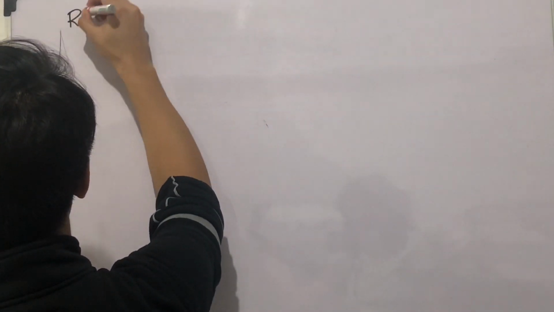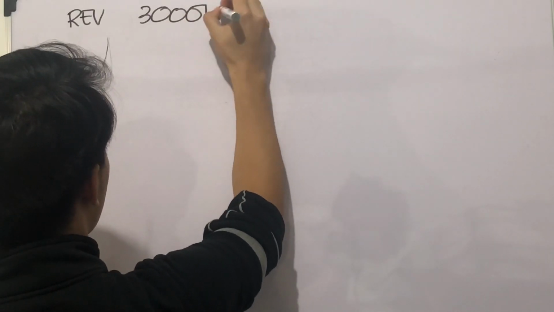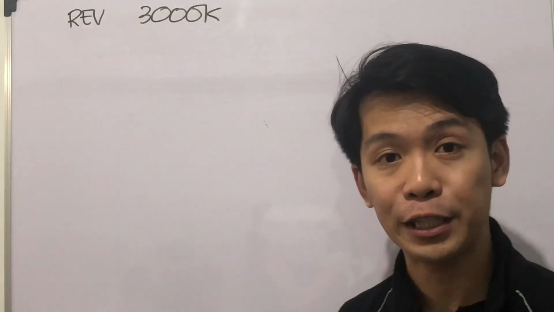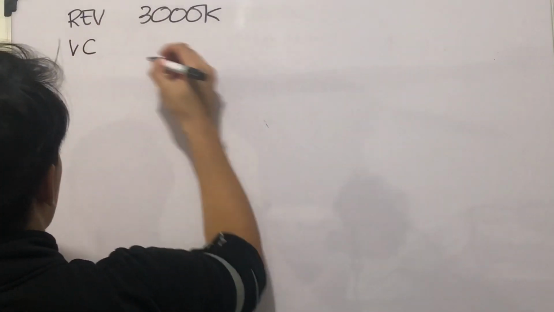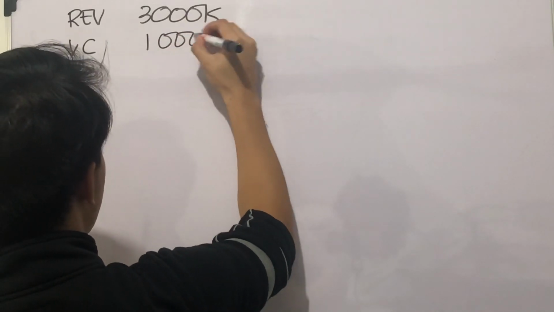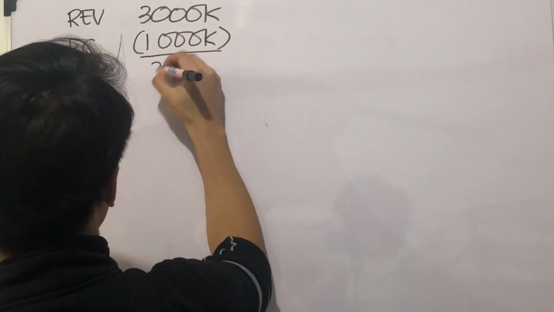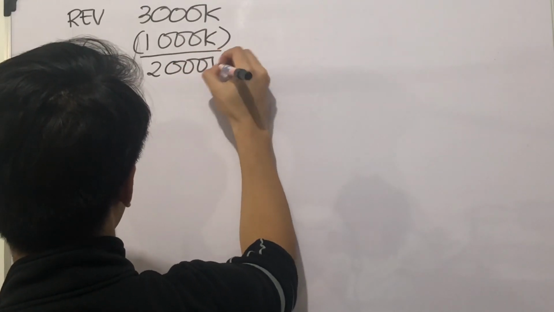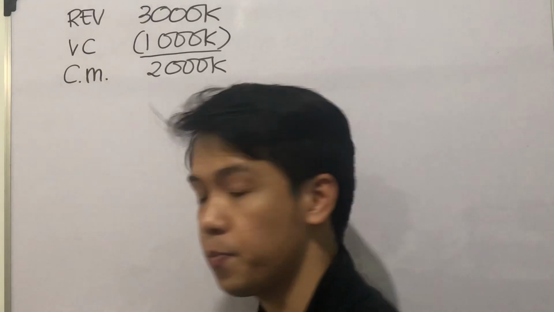We are going to begin with the revenues. Revenues, we have 3 million. Of course, the first line of deduction would be the variable cost. Variable cost, 1 million. You have a difference of 2 million. We call this the contribution margin.